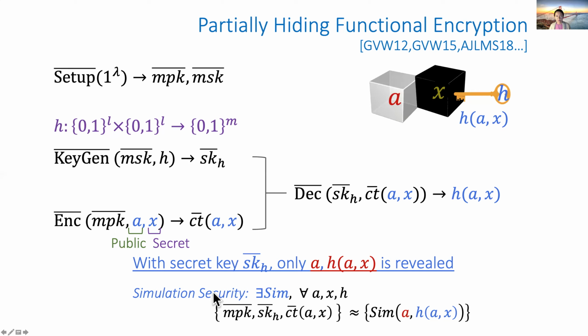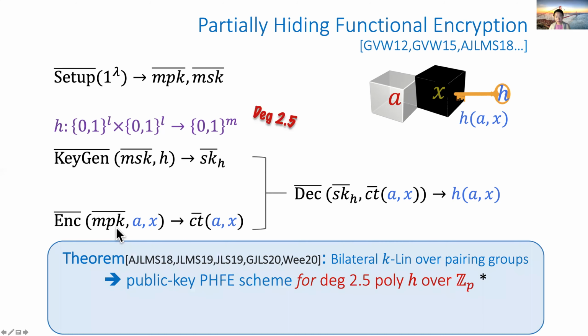Our hope with partially hiding functional encryption is that we want to leverage the fact that the public input does not need to be hidden in order to enable us to support somewhat more complex computation on a that is beyond just quadratic polynomials. And indeed, this hope is true. We can actually construct partially hiding functional encryption for degree 2.5 polynomials using bilinear pairing groups.